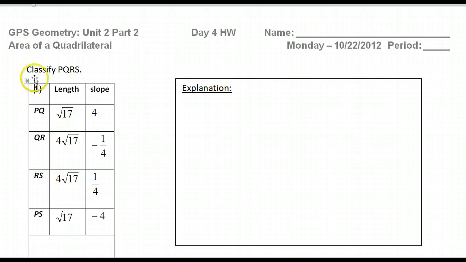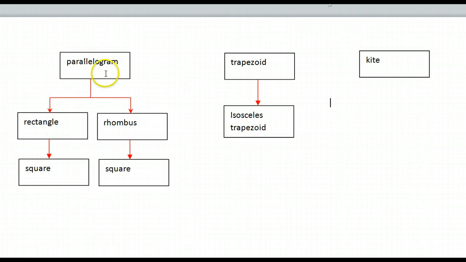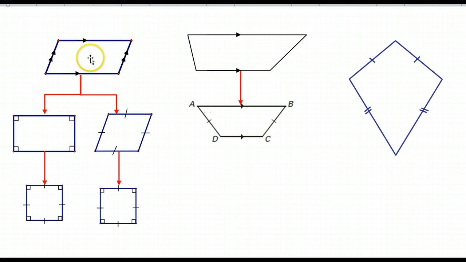For problem number 1, we need to classify quadrilateral PQRS. Whenever we go to classify a quadrilateral, we need to start by asking ourselves which of these 3 types of quadrilateral it is: parallelogram, trapezoid, or kite.